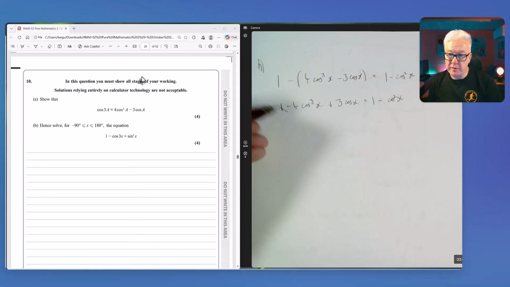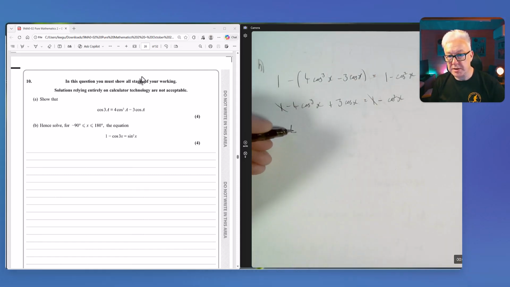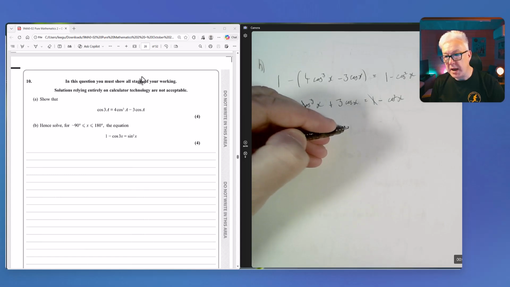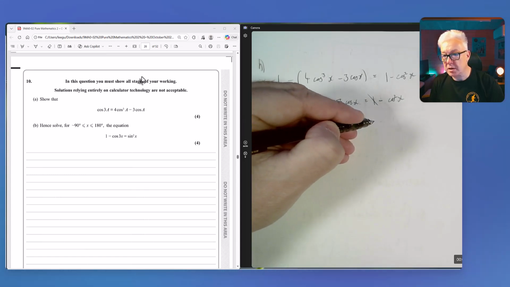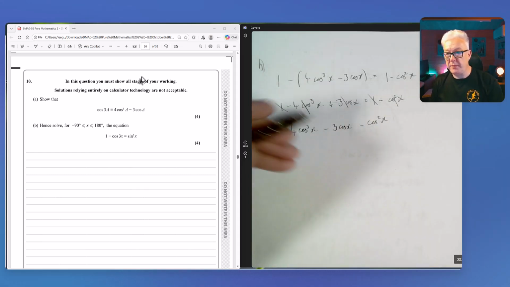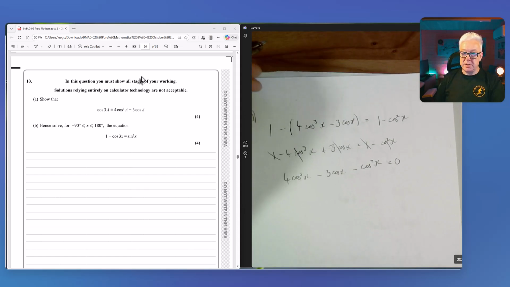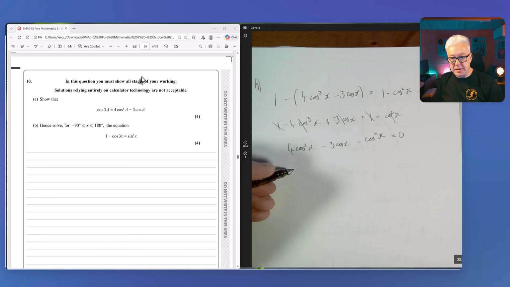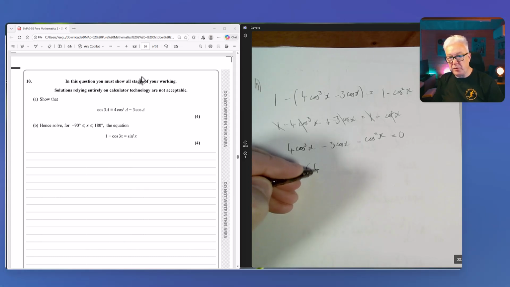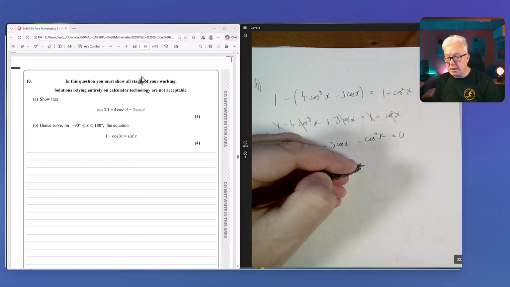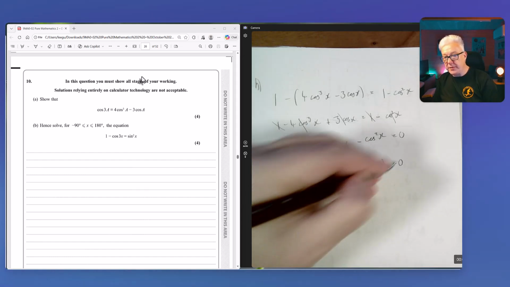Okay, we can take 1 off both sides here. We can take this over to the other side. So 4 cos cubed x, and then we're going to have minus 3 cos x, and we have minus cos squared x there as well. So we've dealt with everything there now, and this is all equal to 0. At this stage, what we should do is factorize out a cos. So we're going to write this as cos x, open brackets, 4 cos squared x minus cos x minus 3, equals 0. There we go.